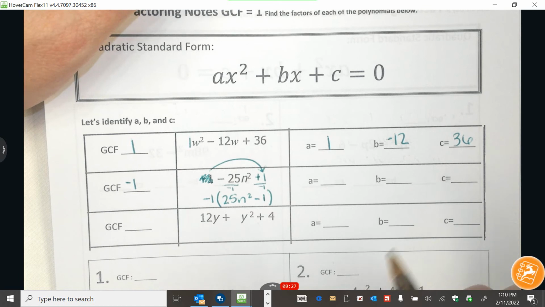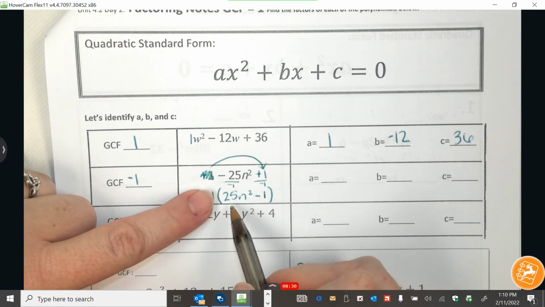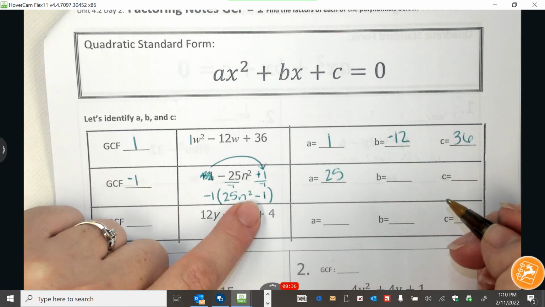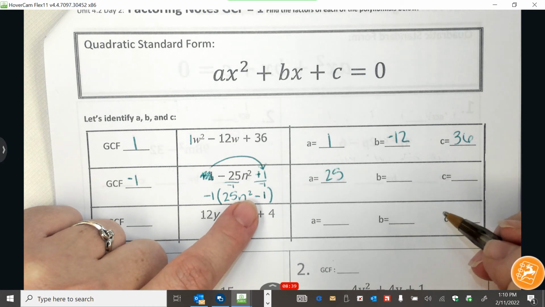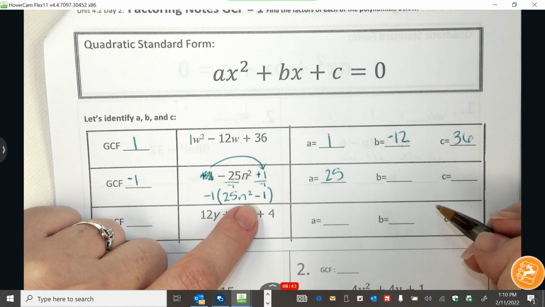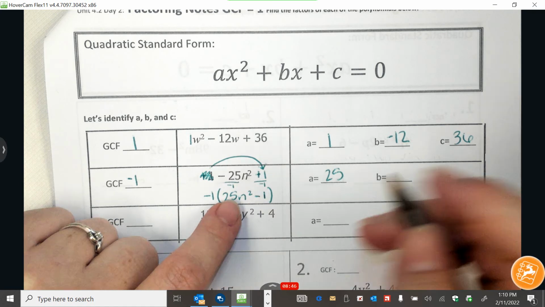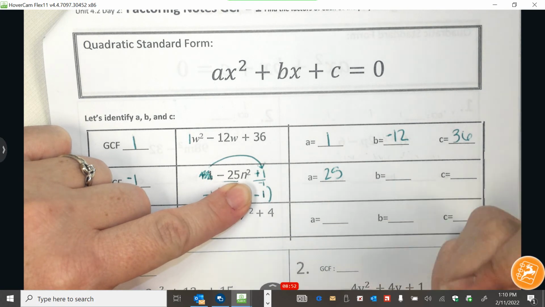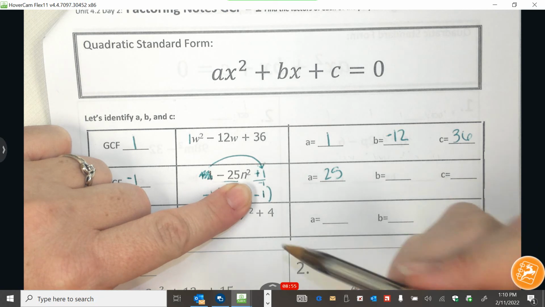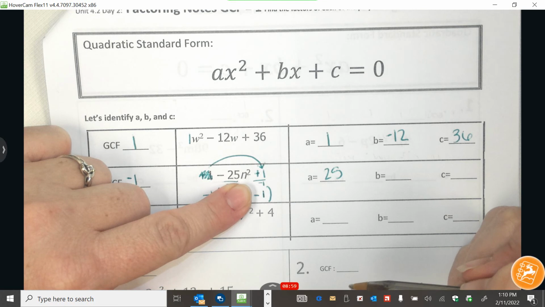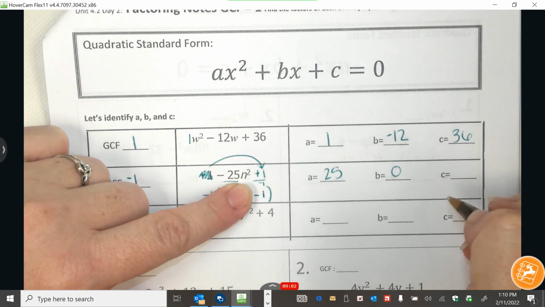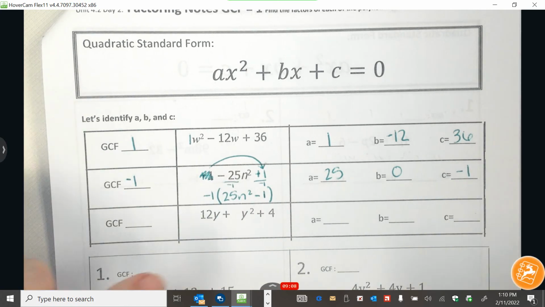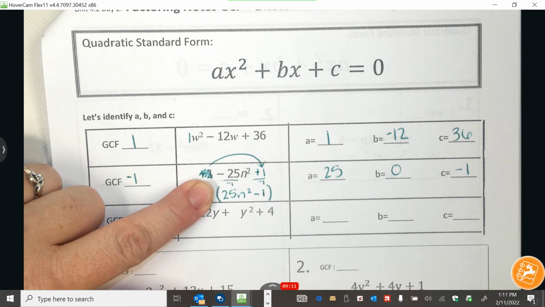So I need to find A, B, and C. What would my A be? What's in front of n squared? So that's A. Is there an n without an exponent? So what's your B? How many n's without an exponent are there? Without an exponent. This one has an exponent, so not that one. Is there an n anywhere without an exponent? Does that one have an n? So how many n's are there by themselves? If it's not there, what number represents not there? 0. And then what's my number without a letter? Now, if you notice, my GCF does not go into A, B, and C.